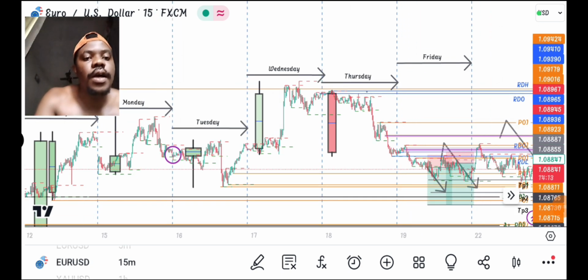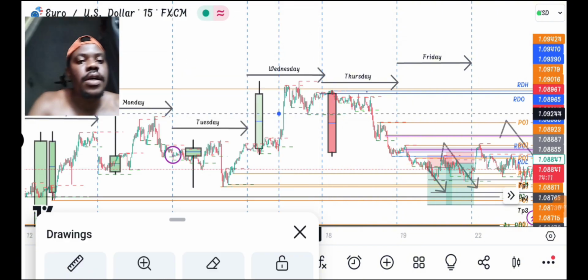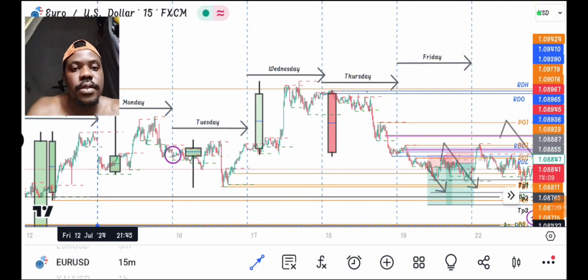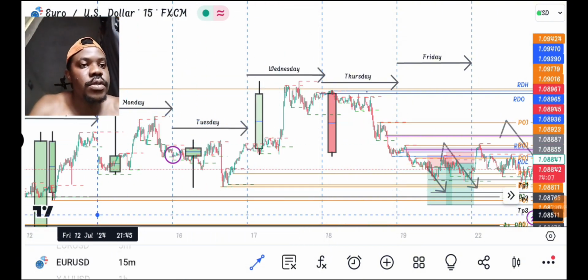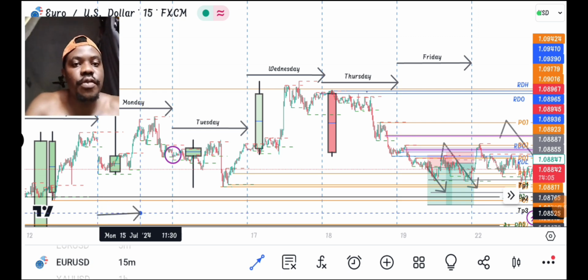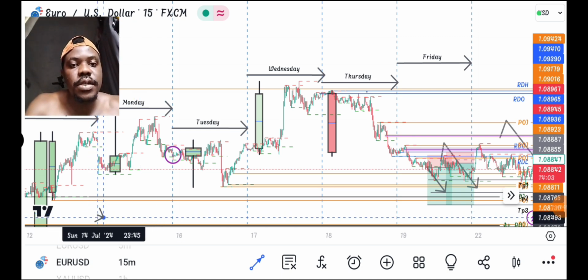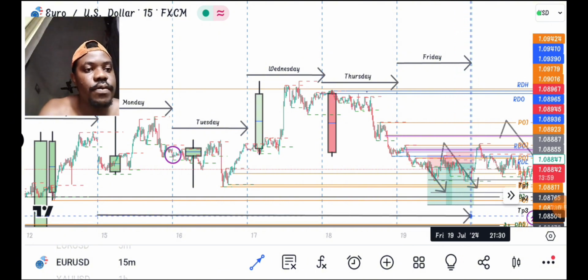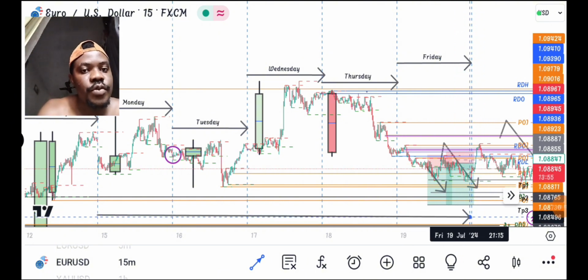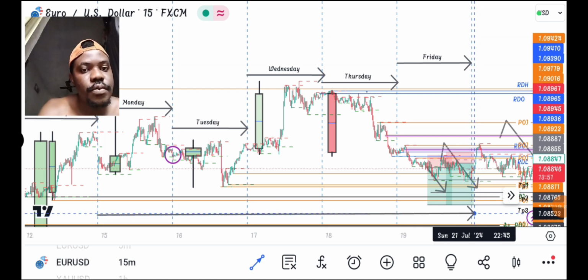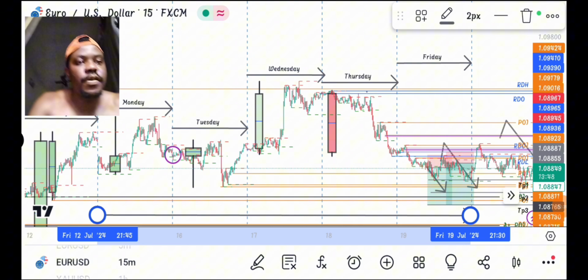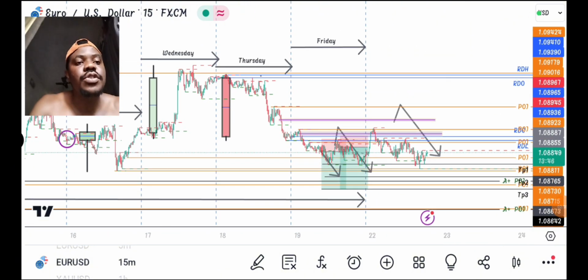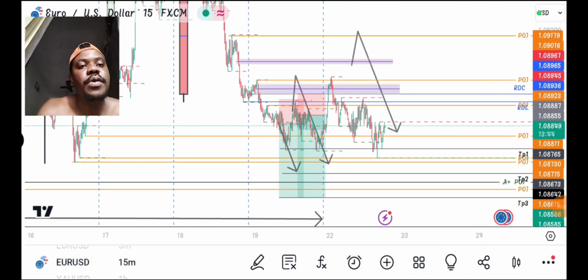Okay, let's head straight to it. I'm gonna take my pointer and start from Monday till Friday, so we have a perfect trading range to cover. So Monday to Friday. But before I continue this guys, this was my setup on Friday.